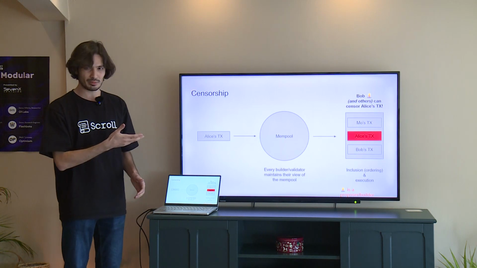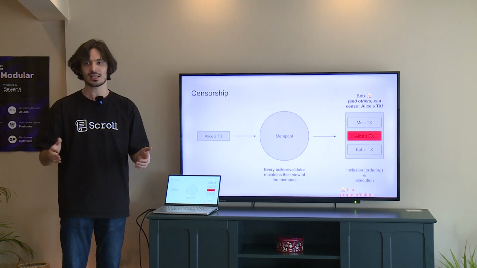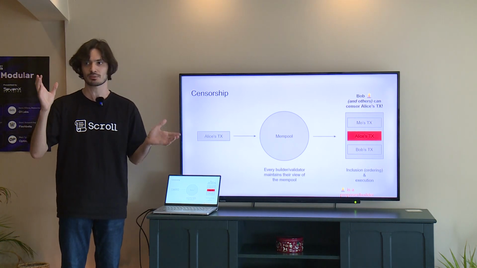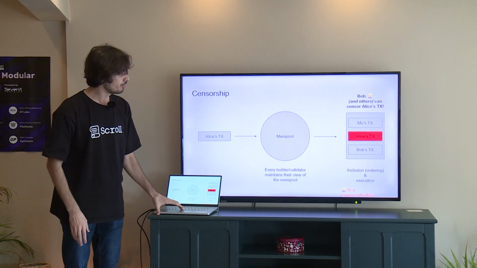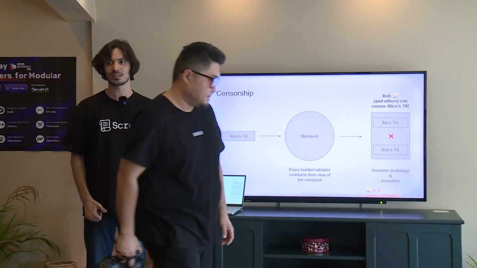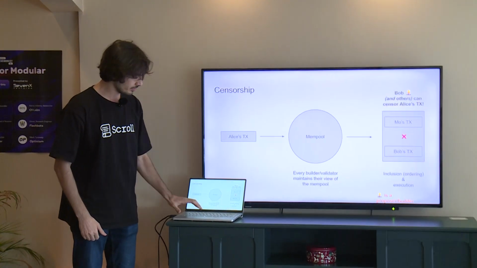The more serious problem is censorship. So Alice is sending a transaction, maybe Alice is on the OFAC list, or Alice is dealing with an OFAC sanctioned smart contract or whatever. So Bob is not comfortable with including Alice's transaction, so Alice's transaction is out. And Bob is a builder here.